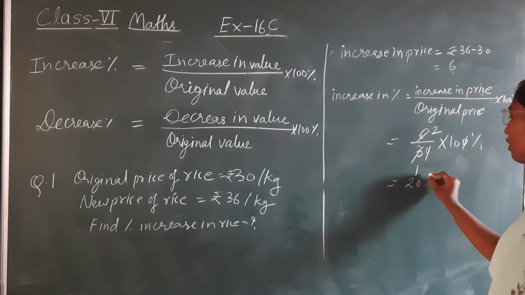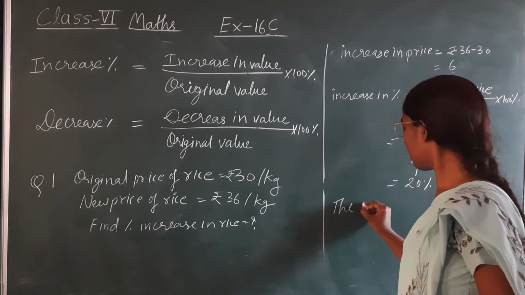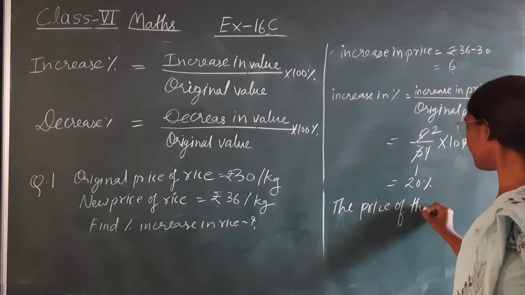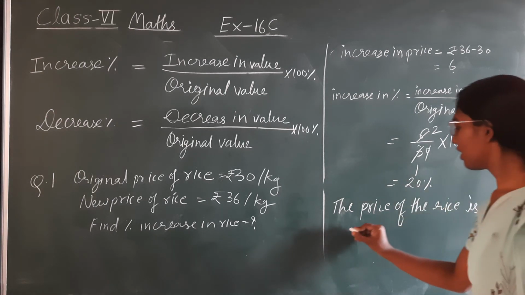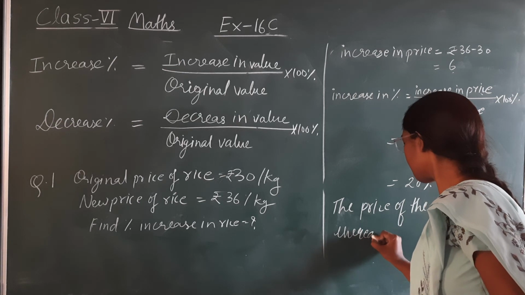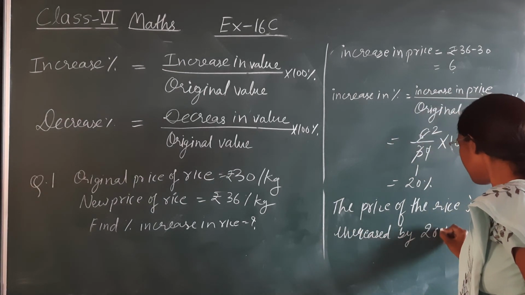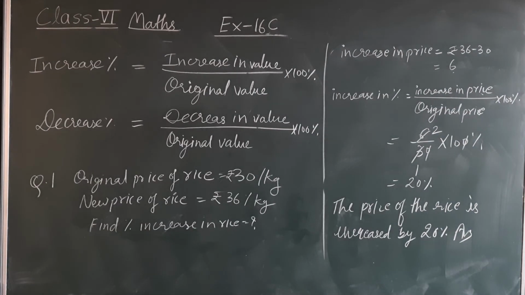Answer is 20%. Means the price of the rice is increased by 20%. Answer. Note down this one. You can pause the video and you can note down.